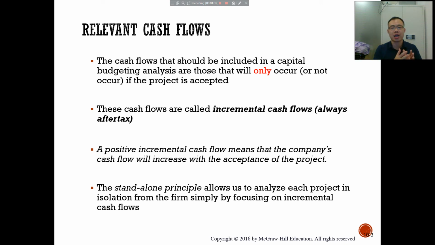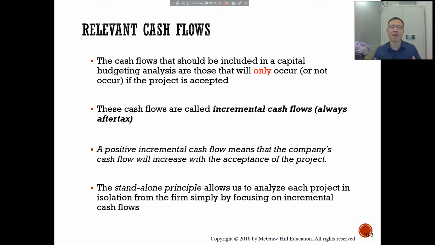And some cash flows are related with one project, and some other cash flows are related with other projects. Some cash flows may occur even without the project. And we want to pick up the cash flows that will only occur if the project is accepted, to analyze how the project will alter the cash flows.